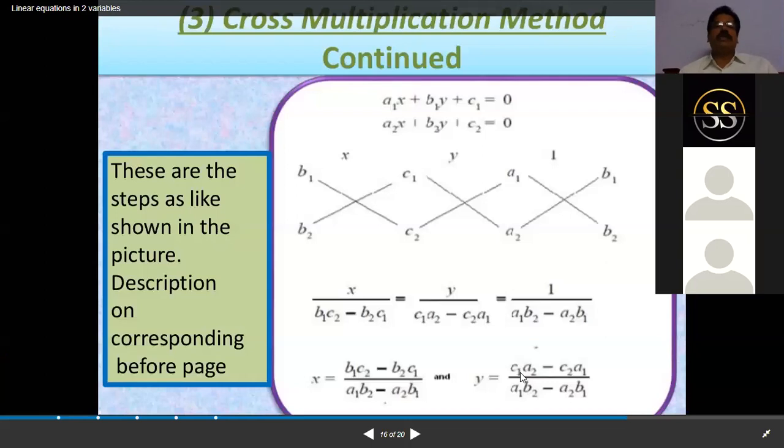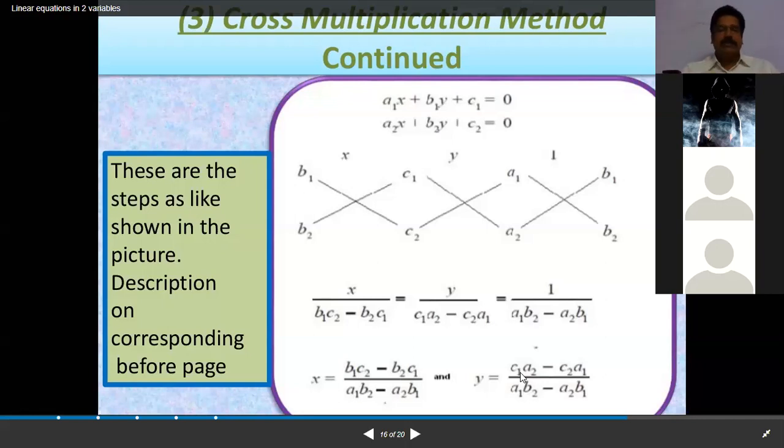Now cross multiplication continued. These are the steps as shown in the picture. Cross multiplication: a1x plus b1y plus c1 equal to 0, a2x plus b2y plus c2 equal to 0. x under b1 c2, y under c1 a2, and 1 under a1 b2.